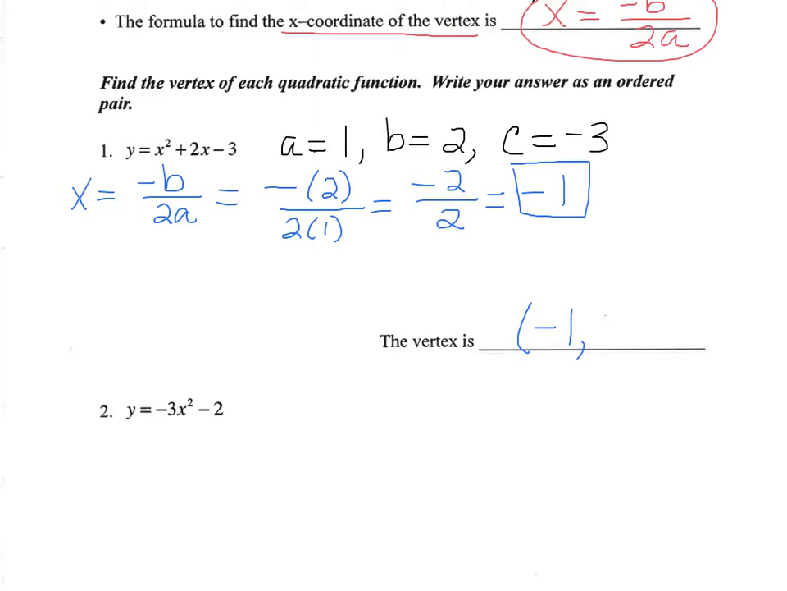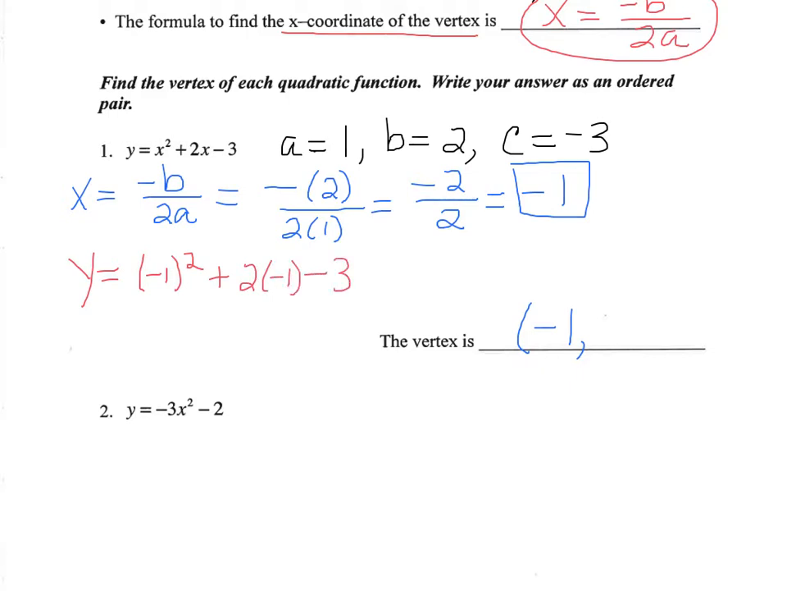In order to figure out the y value of the vertex, I need to plug in that x value into my original equation. It's just like if I was going to make an xy table to graph something. So y is going to be equal to negative 1 squared plus 2 times negative 1 minus 3.